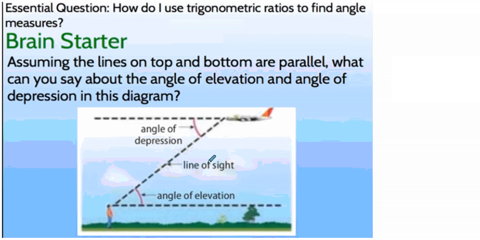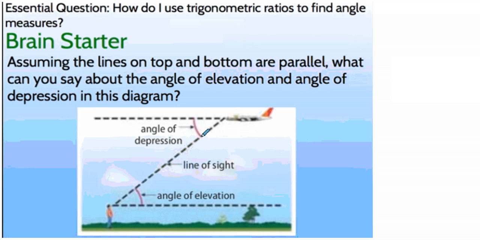Now, if you were the pilot of the airplane and you're looking at something on the ground, that's your angle of depression, again because normally you'd be looking straight out ahead of you at your horizontal line. And then if you're depressing your head, looking down at the ground, that is the angle that's being formed with your line of sight.